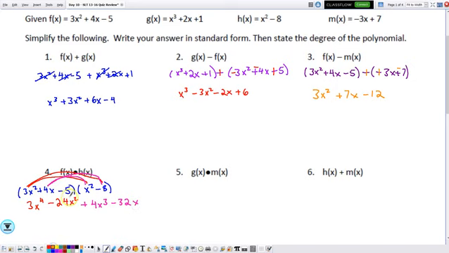And last, I'm going to do the 5. Minus 5 times x squared becomes minus 5x squared. Minus 5 times minus 8 becomes plus 40. And now I'm just going to put my like terms together. I'm going to just look real carefully.